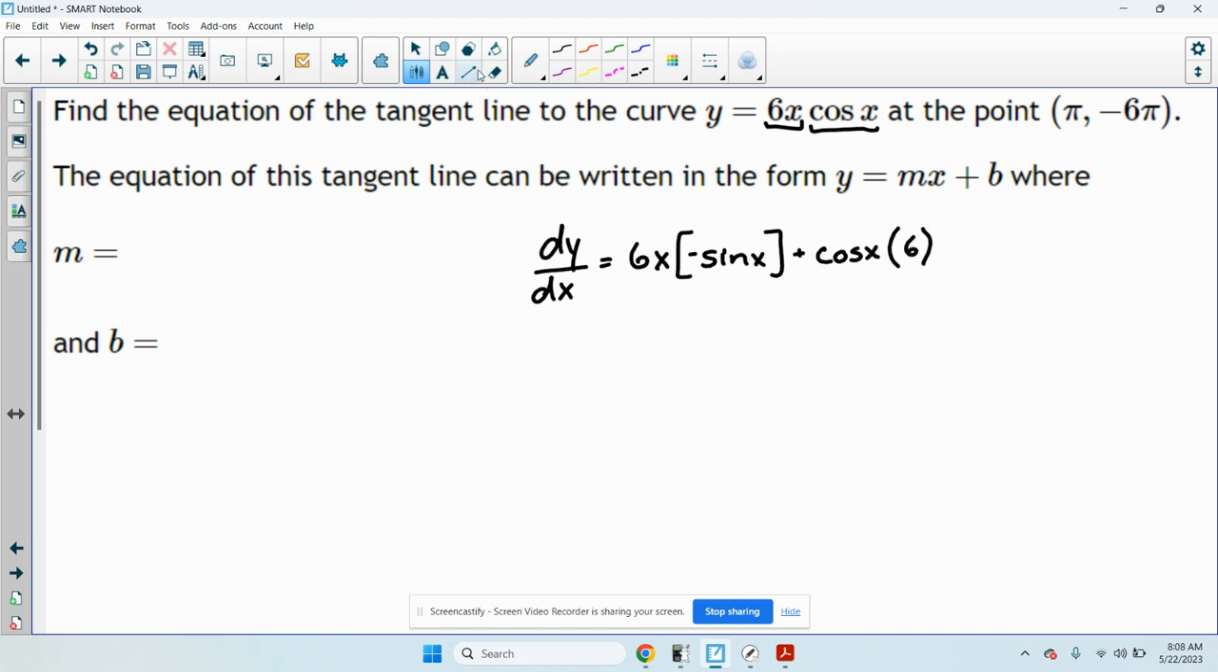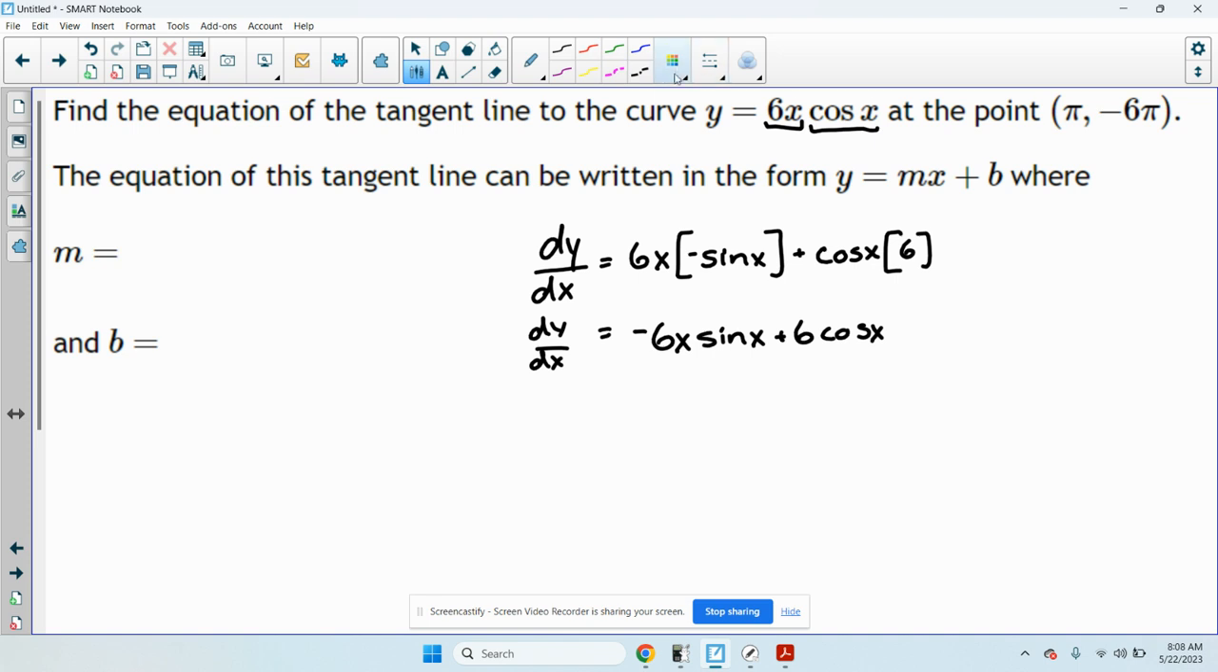I guess I should keep that consistent using brackets. Derivative of the first would just be 6. So if I clean this up a little bit, this is going to be negative 6x sine x plus 6 cosine x. So that's my derivative.